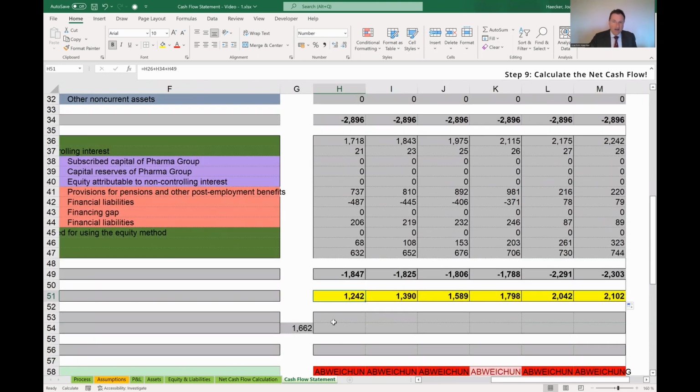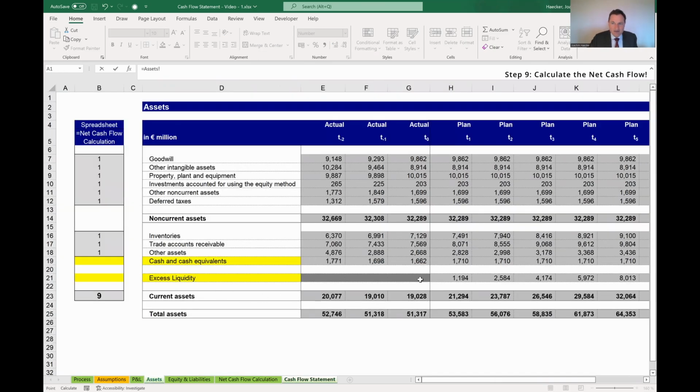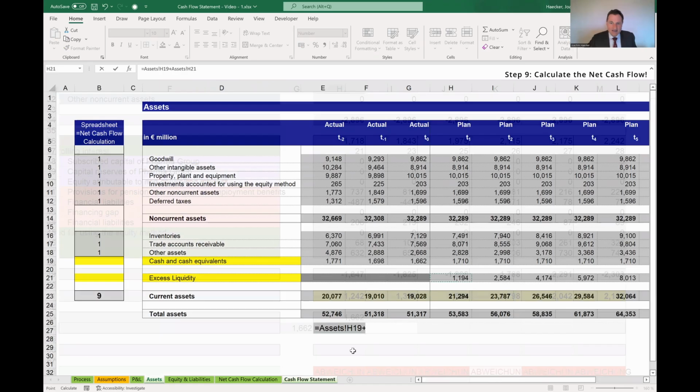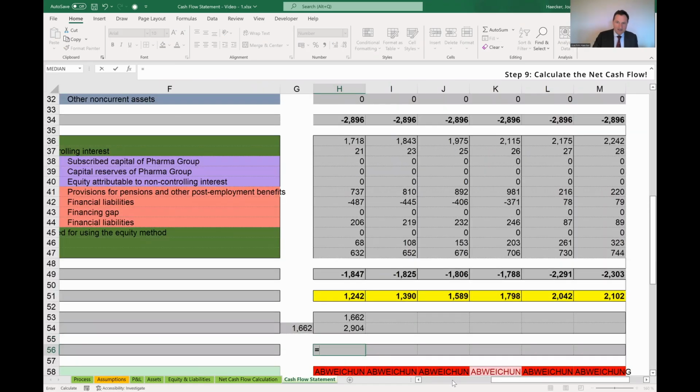So now have a look. How does my balance sheet position look like? Well, it was 1,662 at the very end of the last year. Let's go to the asset side. What is my balance sheet position? It's 171 plus the excess liquidity. That's it. And the spread is this one minus that one.